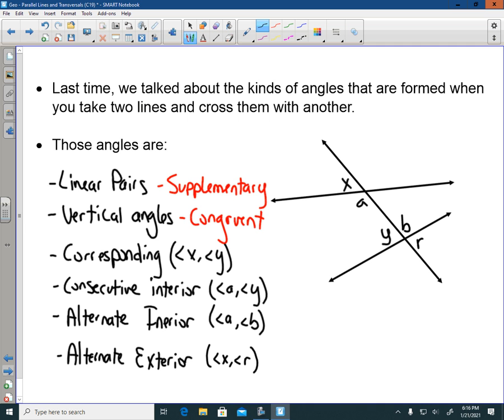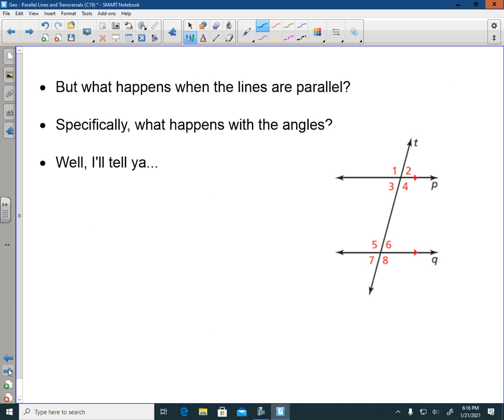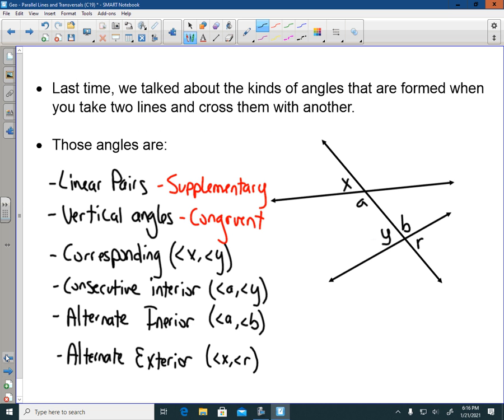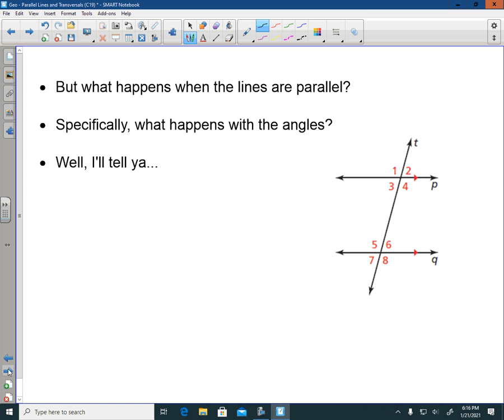Now, we know that linear pairs are supplementary and vertical angles are congruent, and that's great, but we want to know about corresponding, consecutive, and the alternates, whether or not those are supplementary or congruent. And when we find that out, that's how we'll answer our essential question today. The key bit here, though, is that lines have to be parallel for this to happen. When we're talking about linear pairs and vertical angles, the lines really don't have to be parallel like you see in the figure here. But in order to talk about corresponding, alternate interior, alternate exterior, and consecutive interior, we've got to have parallel lines so that we can talk about their properties.